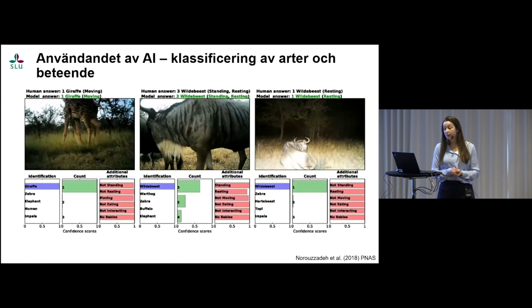Here's one of the very first papers in this field from 2018, which showed that it's possible to classify species, so identify different species, as you can see in the purple color, also count animals in the green color, and also train the model to classify behavior. So if it's standing, moving, eating. This counting is already implemented in Wildbild as well. And species classification is something that we hope to implement soon.